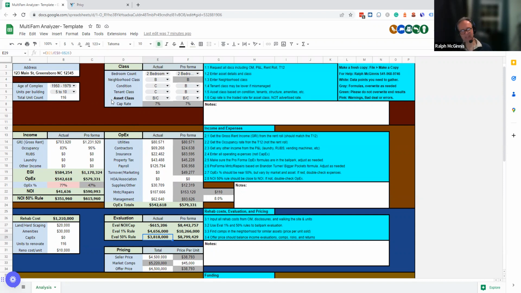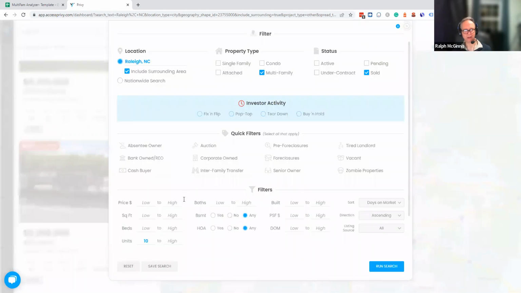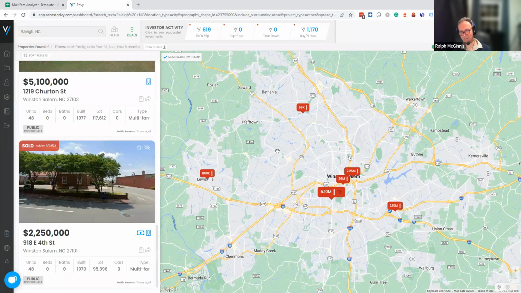Those realtors can tell you what the cap rate is so that you are using the right cap rate for your market. You can do research on your own, but you're going to have incomplete data. It's not going to be that accurate. Privy, for example, I have this set up right now to show me the multifamily sold properties in Winston-Salem. I have it filtered to only show me deals that are 10 units or higher, because a 4-unit place is going to be totally different than a 10-unit place, and that's going to be different than a 100-unit place, right?